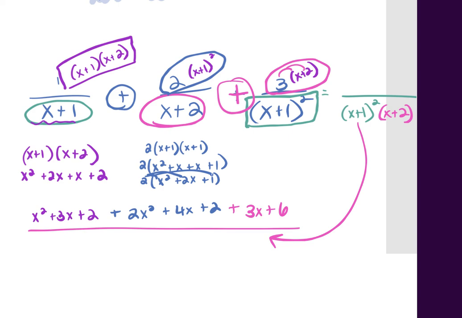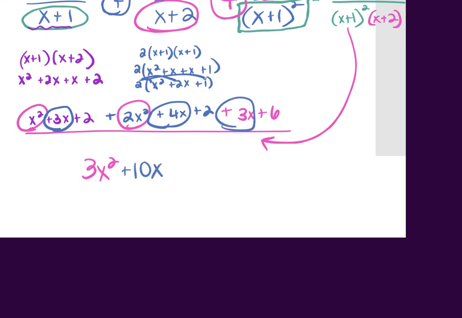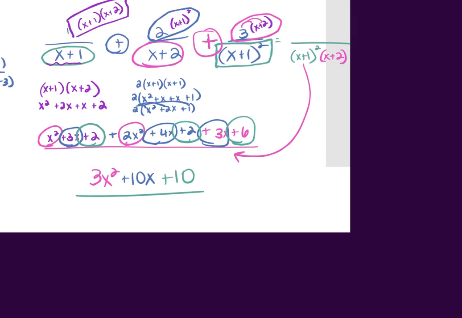What was the final answer? Oh, I would combine my like terms. So x squared plus 2x would be 3x squared. 3x plus 4x is 7x plus 3x is 10x. And then positive 2 plus 2 is 4, plus 6 is 10, over x plus 1 squared times x plus 2.